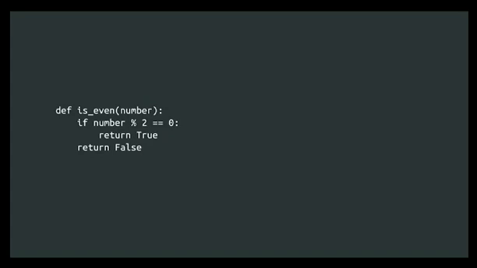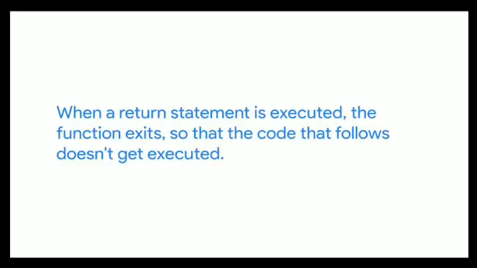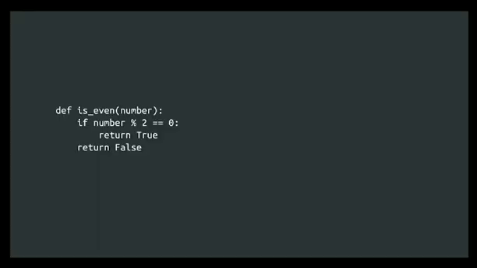The trick is that when a return statement is executed, the function exits so that the code that follows doesn't get executed. This means that if the number is even, the computer will reach the return true statement and exit the function. Anything that comes after that will only be executed if the condition in the if statement was false. In other words, once the function reaches the return false line, we know for sure that the if condition was false, which means the number was odd.